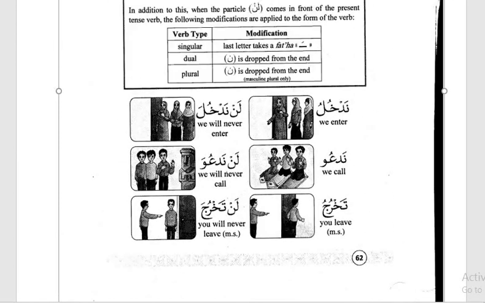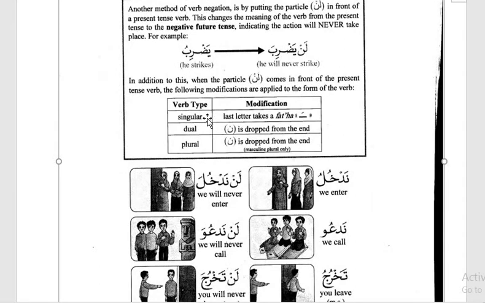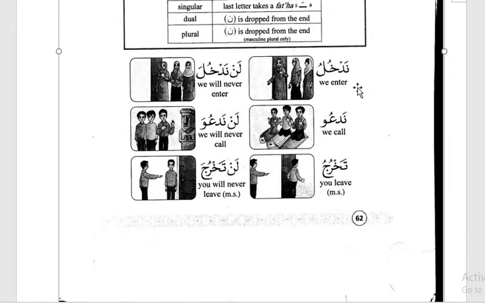Let's go over them again. Rule number 1, in case of singular, the dhamma at the end is changed into fatha. In dual, the noon is dropped. For example, يقولان becomes يقولا. And the last rule is in plural. The noon is also dropped, but remember it is only in plural masculine. So for example, يفعلون becomes يفعلوا. I think you have the idea now. It's clear, inshallah. Let's continue.